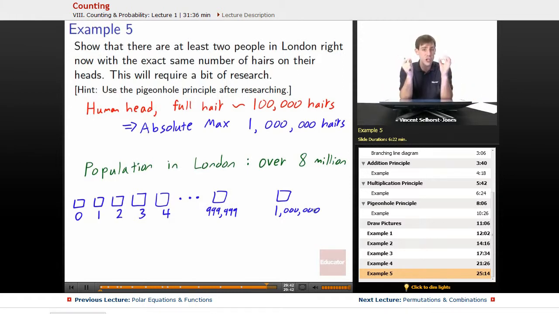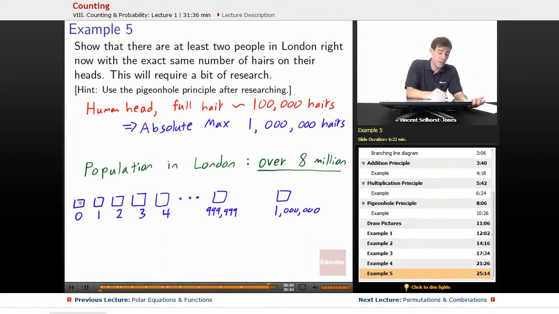We know that if it's a human, they're going to have to go in one of these boxes, because the absolute maximum number of hairs, and this is a ridiculous number, would be that a person has 1,000,000 hairs on their head. So that's too large, but we know that the absolute maximum number of boxes we have to have here is from 0 up to 1,000,000 to mark out the number of hairs on a head. Now, we know that the population of London is over 8 million.